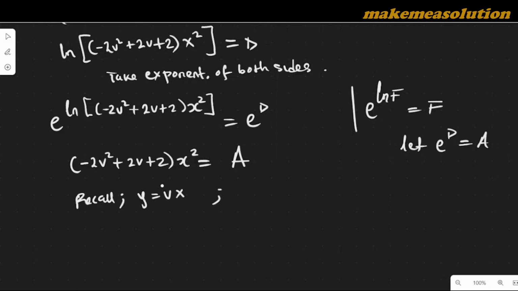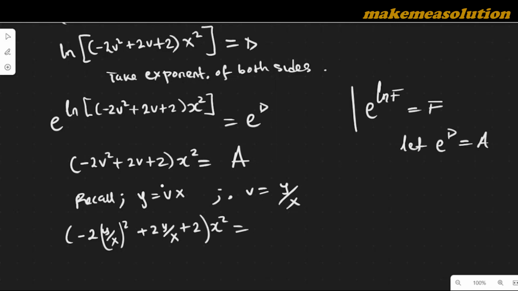Okay, so at this point you will now replace v with y over x. Is that okay? So anywhere we see v, we are going to replace it with y over x. So this is how it becomes minus 2 y over x squared, plus 2y over x plus 2, in x squared is equal to a.